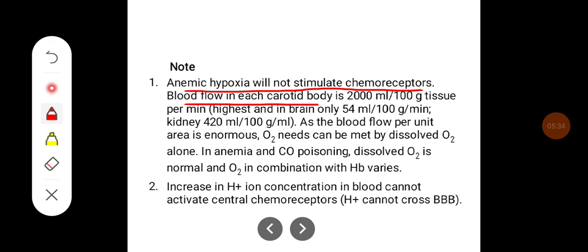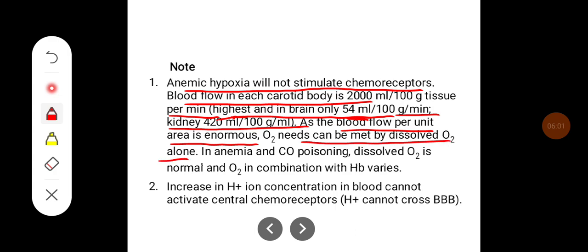The blood flow in each carotid body is around 2000 ml per 100 gram of tissue per minute. That is the highest, and in brain only 54 ml per 100 gram per minute is the blood flow, and in kidney it is around 420 ml. As the blood flow per unit area is enormous, the oxygen needs can be met by dissolved oxygen alone. In anemia and carbon monoxide poisoning, dissolved oxygen is normal, and O2 in combination with hemoglobin varies.